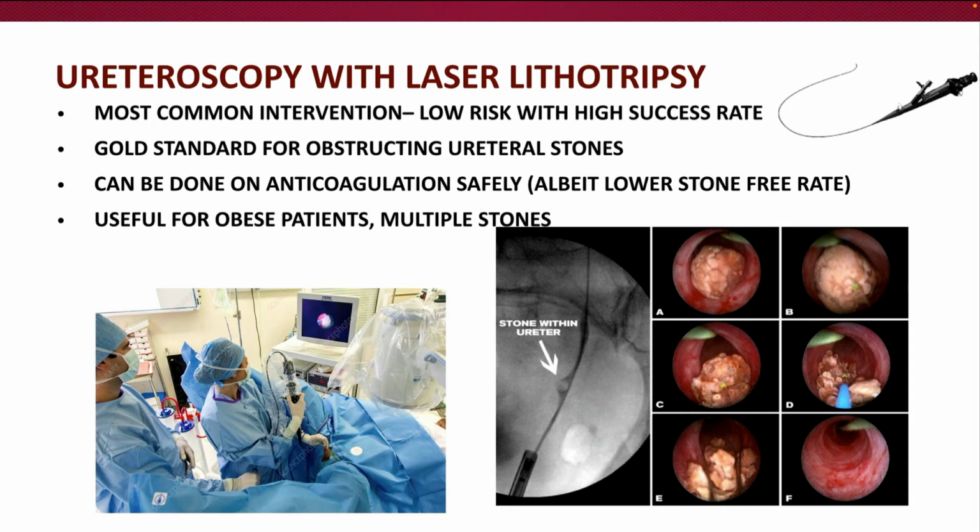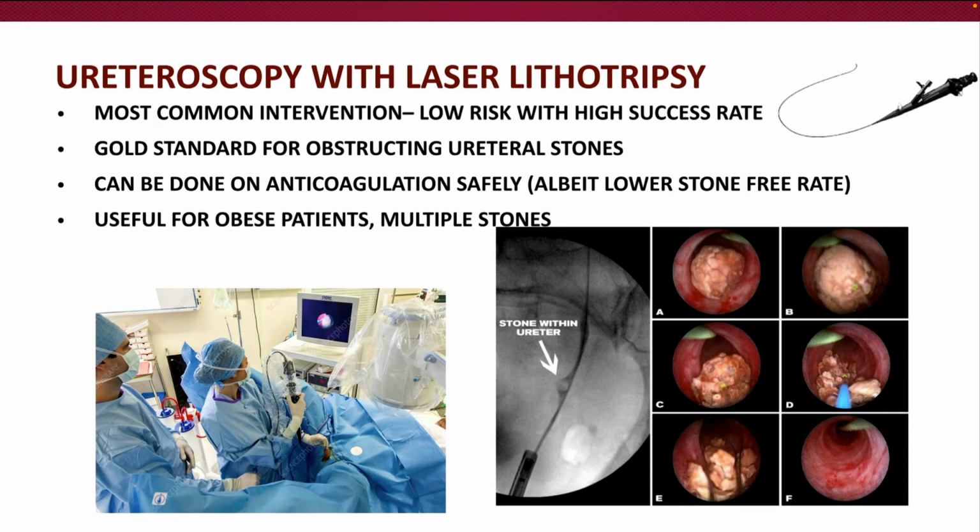You're not going to cause a hemorrhage or anything. You're not going to need a blood transfusion from doing your ureteroscopy on anticoagulation. So if someone can't come off it or they're really high risk, ureteroscopy would be the best option. Very useful for obese patients too. The ureter's never obese. It's easy inside. It doesn't matter. And also multiple stones. You can treat as many stones as you want. A lot of advantages there.